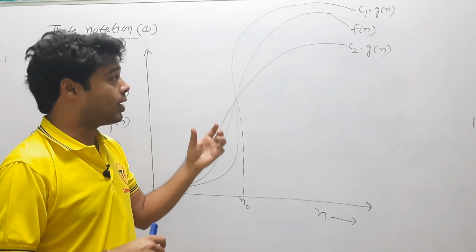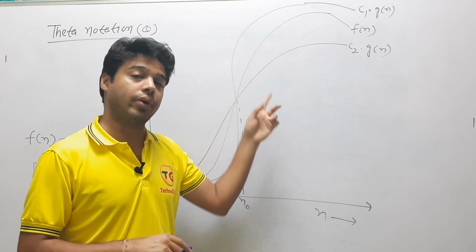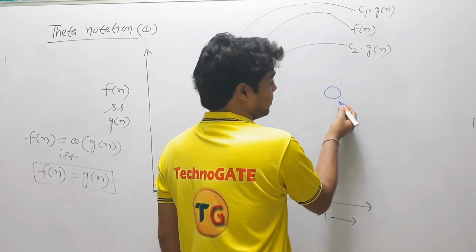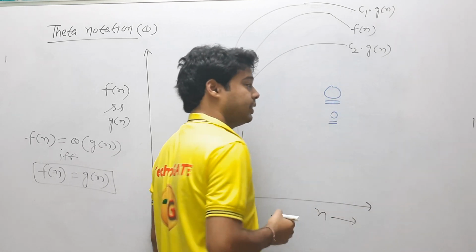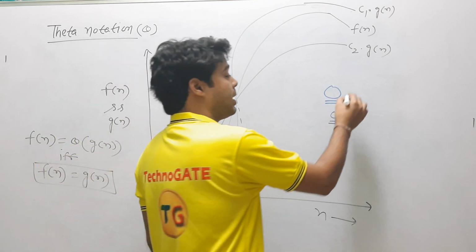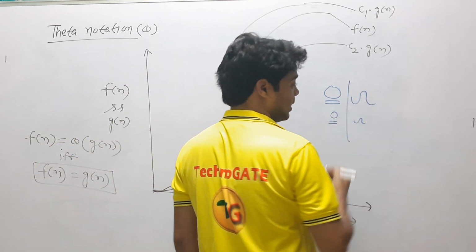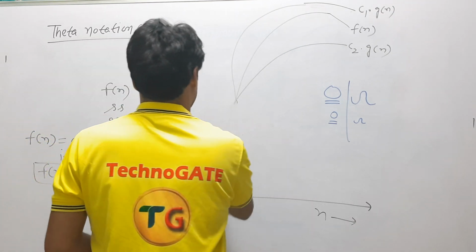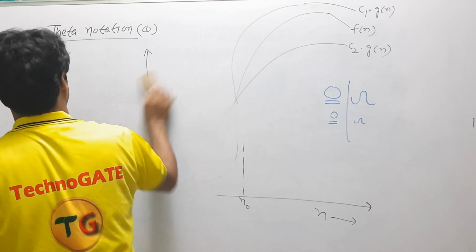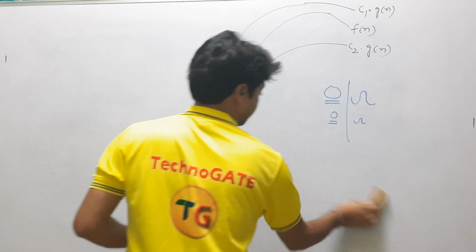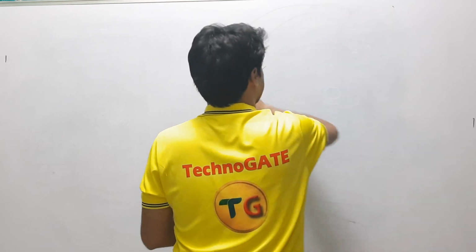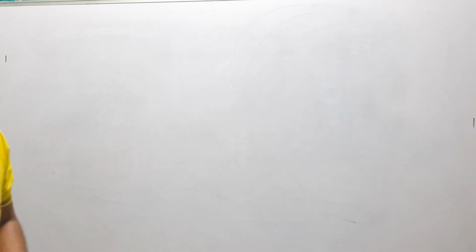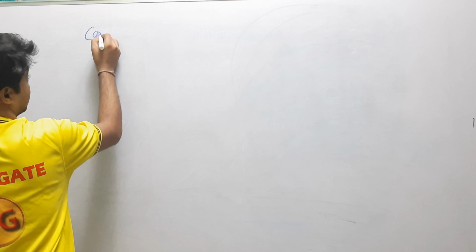Let's see what the difference is between big O notation and small o notation. There are two notations here, big O and small o. What is the difference between these two? And one more is big omega and small omega also. Let's see what the difference is. So what is the conclusion?